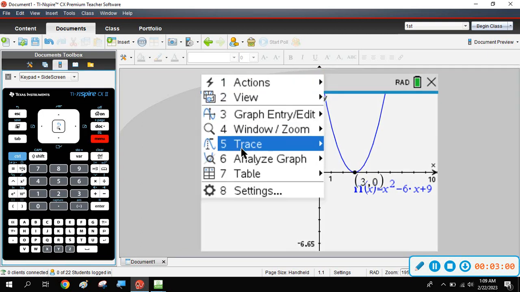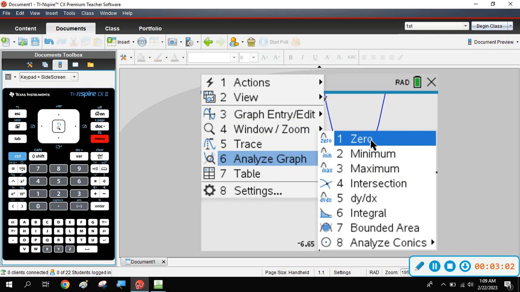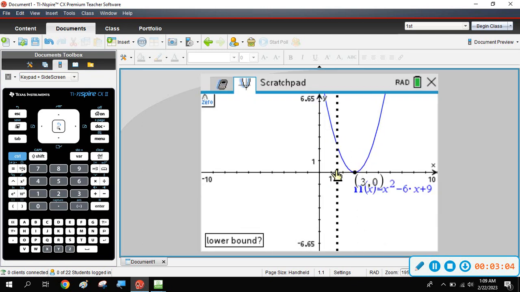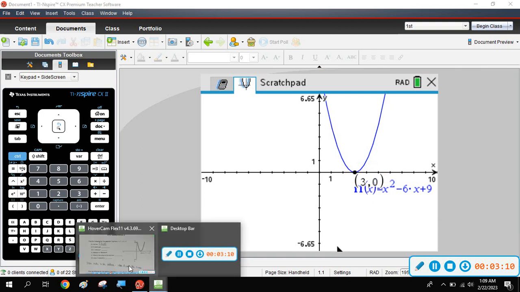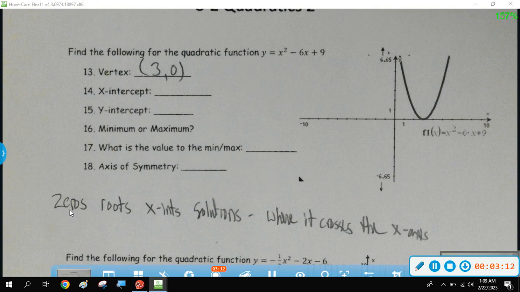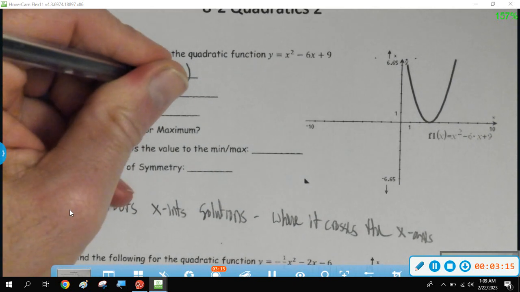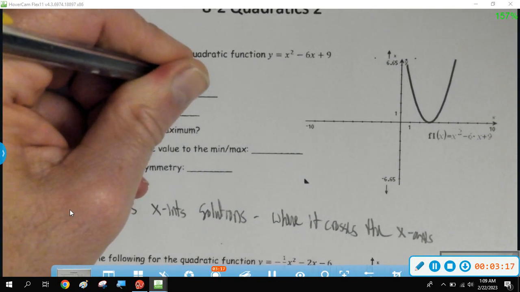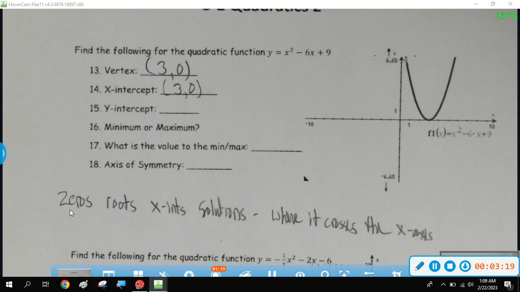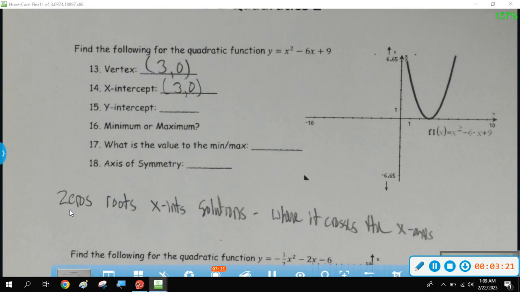If you wanted to test that, you could go menu, analyze graph. You want to find the zero, left and right, and it finds it. It's the exact same point, 3, 0. So in this case, the zero and the vertex just happen to be the same point, and that's fine. That can happen. Okay, so there we go.